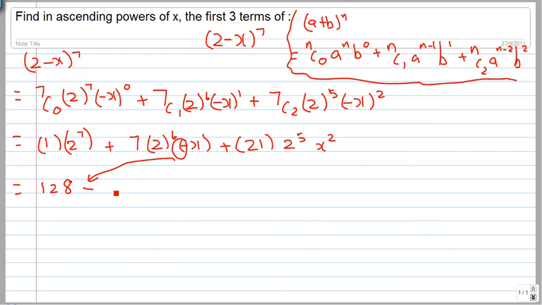So you have 448x in this term. Apologies, I should have written an x here because there's an x here. And then you take 21 times 2 to the power of 5, you get 672x squared. So your eventual answer is 128 minus 448x plus 672x squared.